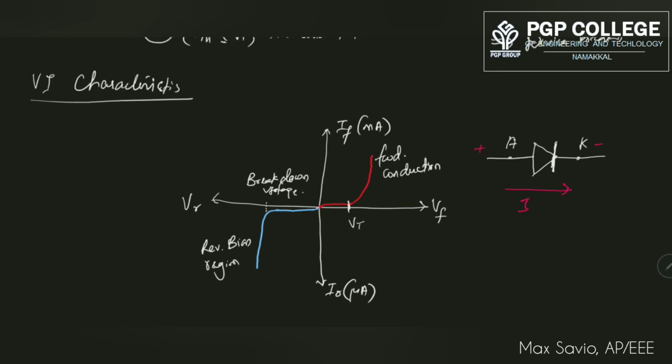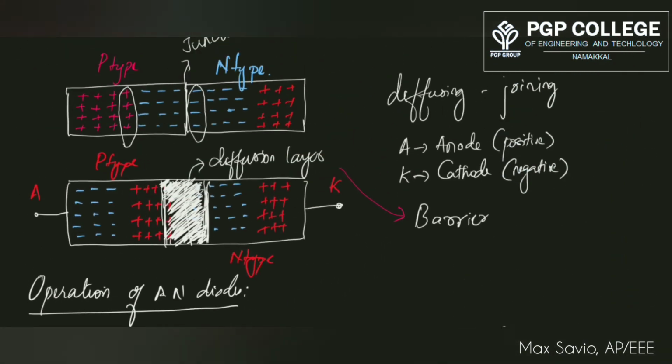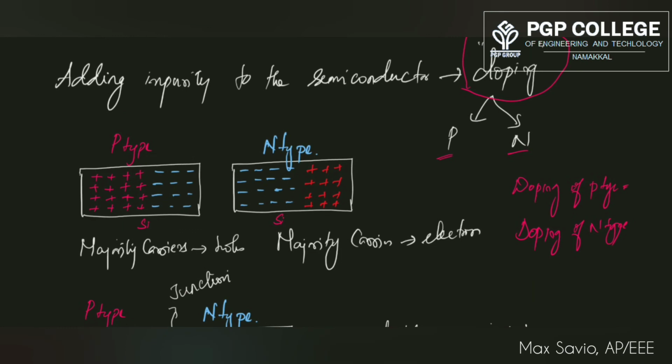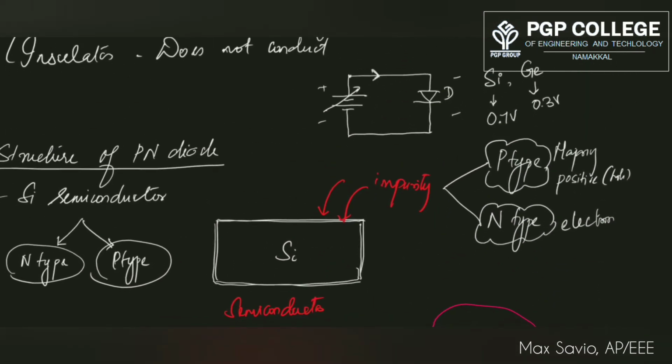So this current will conduct only when your input voltage, or the voltage drop across your diode, is greater than the threshold voltage. That is, in the case of silicon, it is going to be 0.7 volts. Right. So this is the VI characteristics of the PN junction diode. This is a very important, very basic thing before understanding the other semiconductor devices. This is how the basics of other semiconductors take place.